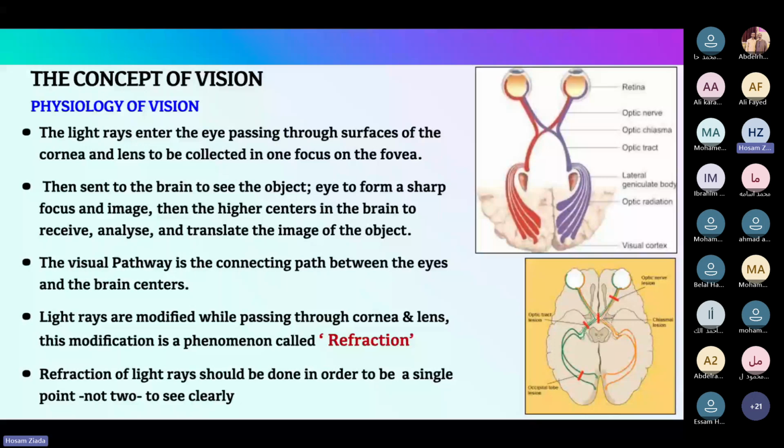So from this slide, you have to know that there are different stations for the vision: the object, the light rays, the ocular surfaces responsible for the refraction, and finally the visual pathway and the translation and explanation of the vision by the visual centers in the brain.